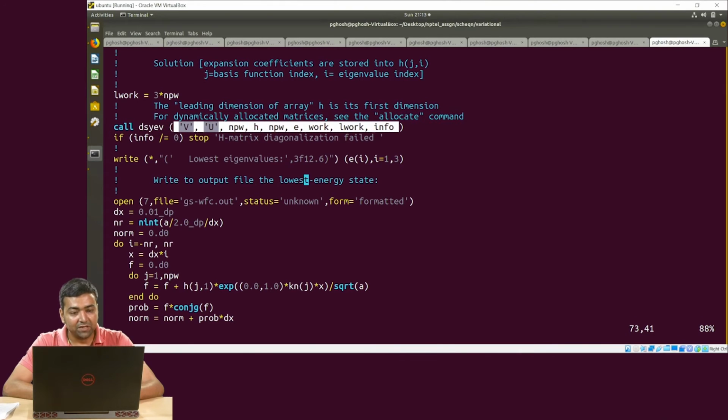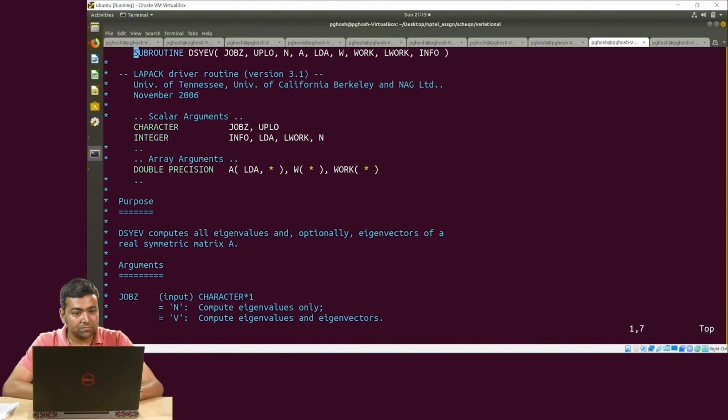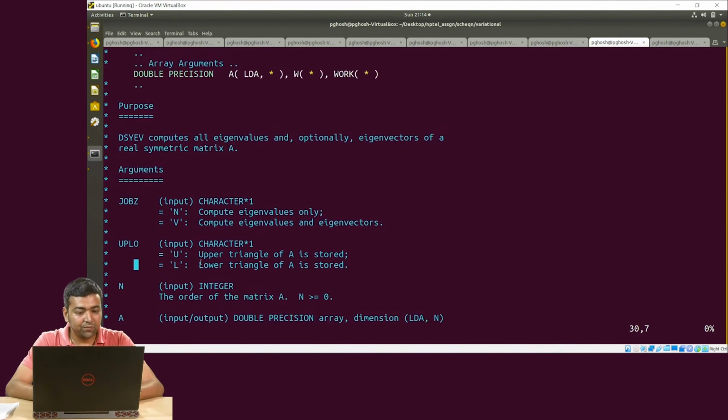We will very soon see what this means, what these different attributes and different inputs one needs to provide mean. But before we go to the remaining part of the code, let us take a look at this particular subroutine. If you open the subroutine, you will find something like this. It contains all the information: the name of the subroutine, and these are the arguments of the subroutine. And if you go down, it also tells what the purpose of the subroutine is and what the different arguments mean.